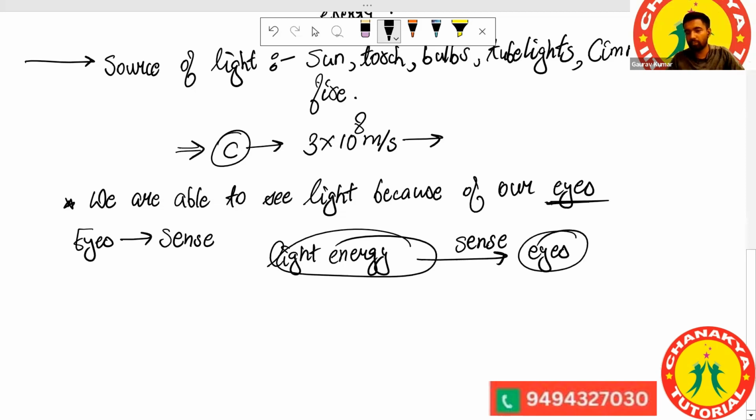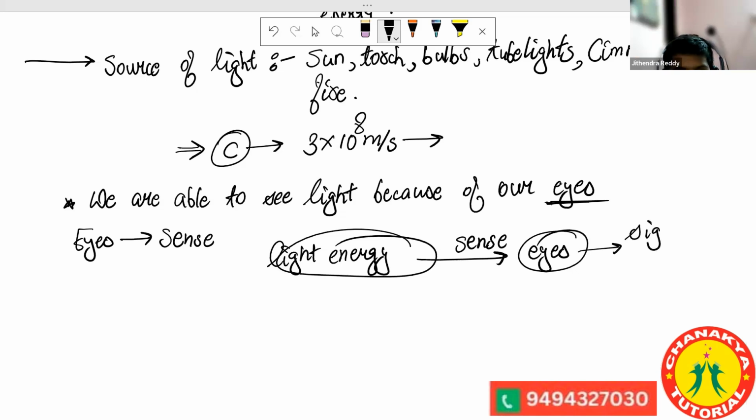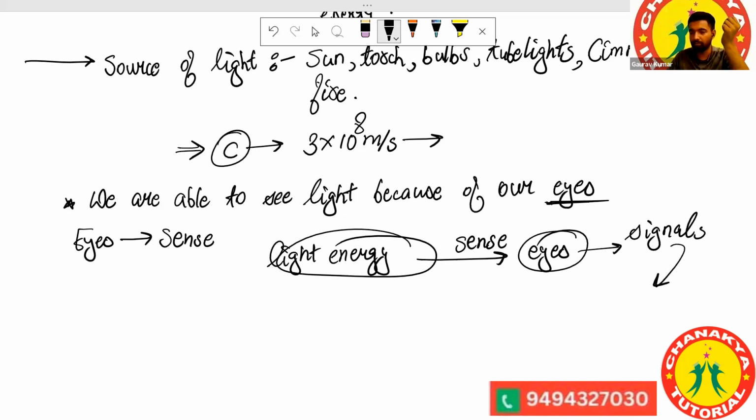And what will eyes do? Eyes sense it, convert it into electric signals, and these signals are then sent to the brain. So then the brain will distinguish what kind of light it is.